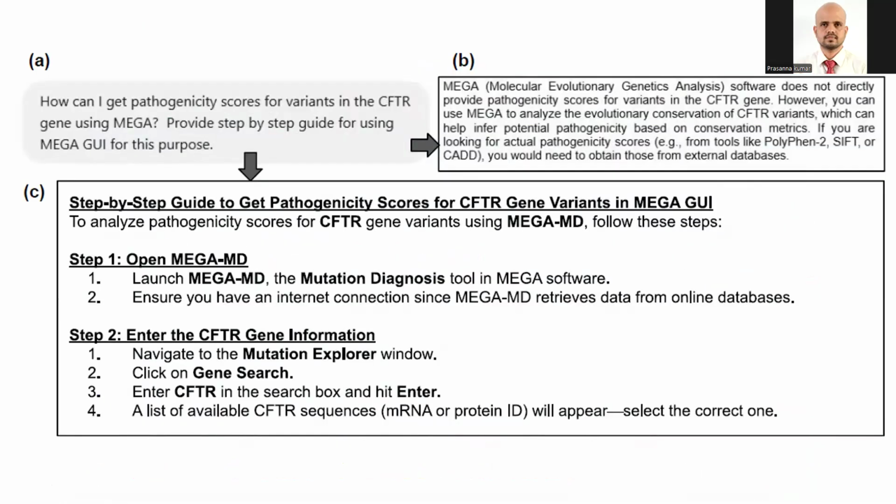We want to analyze the variation among a protein coding gene, and this is the prompt given. Mega Molecular Diagnosis, MD, is a new function that has been integrated along with the machine learning tool in MEGA 12, which is not present in previous versions. So we will see how to use this. This is the pathway to go and access this gene.